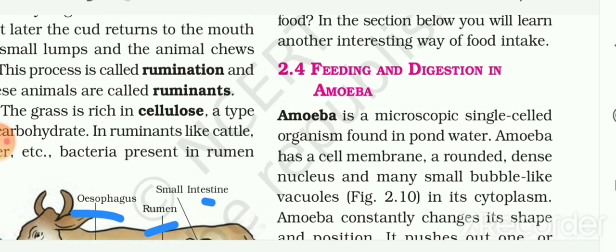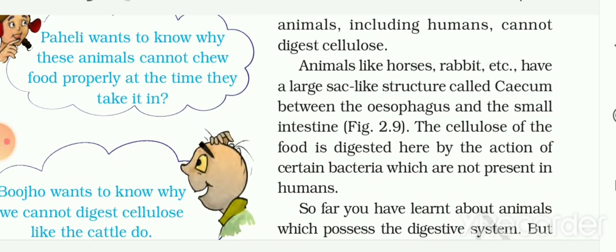Animals like horses, rabbits, etc. have a large sac-like, that is bag-like, structure known as the cecum, between the esophagus and small intestine. The cellulose of the food is digested here by the action of certain bacteria which are not present in us, in humans.